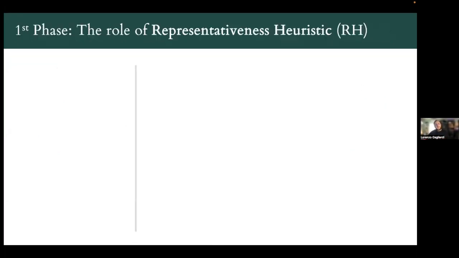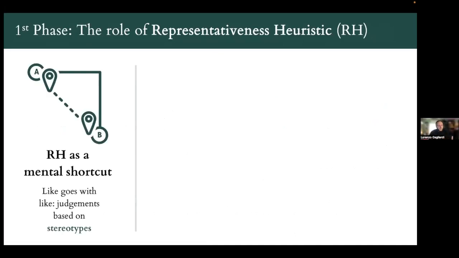Regarding the first phase, literature has mostly focused on the representativeness heuristic, which is, put simply, a mental shortcut to assess the likelihood of an event or to classify an object based on stereotypes.